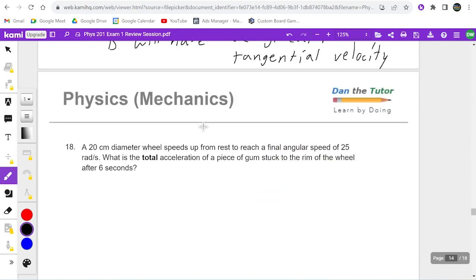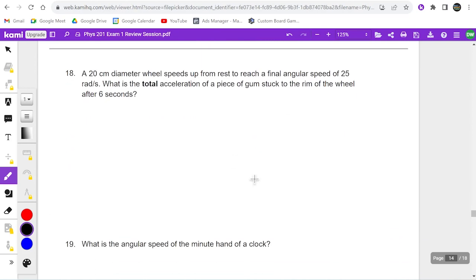Okay, next we have number 18. A 20 centimeter diameter wheel speeds up from rest to reach a final angular speed of 25 radians per second. What is the total acceleration of a piece of gum stuck to the rim of the wheel after 6 seconds? So if we want to find total acceleration, hopefully you know I want AT and AC. So it doesn't matter the order I find them.